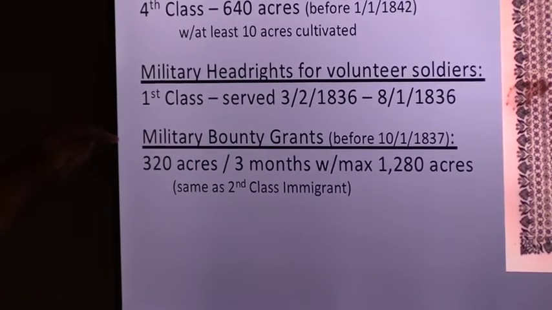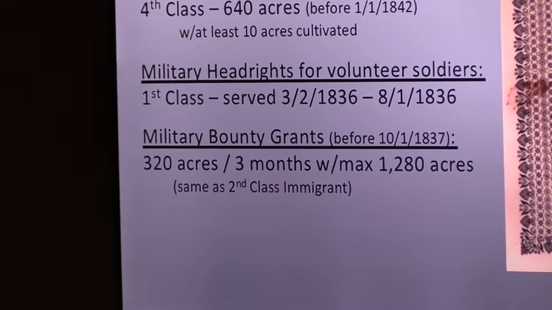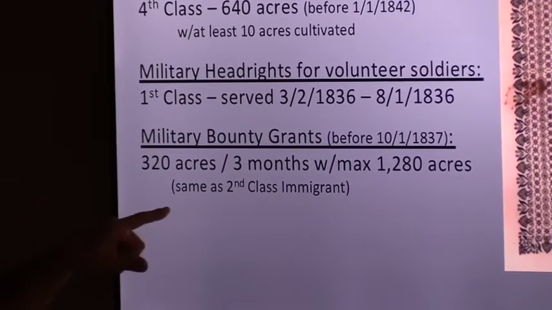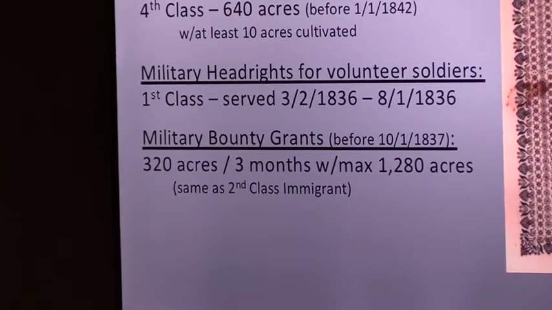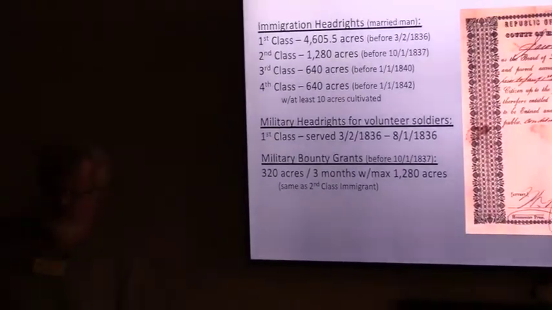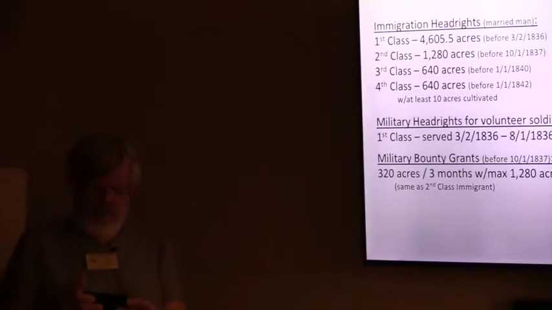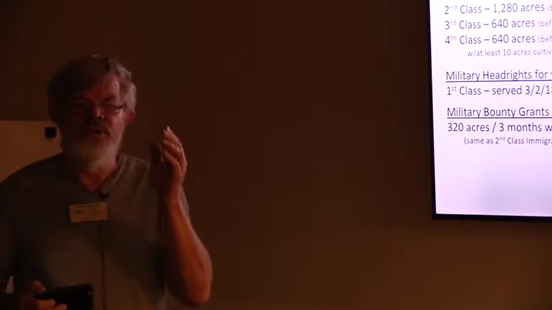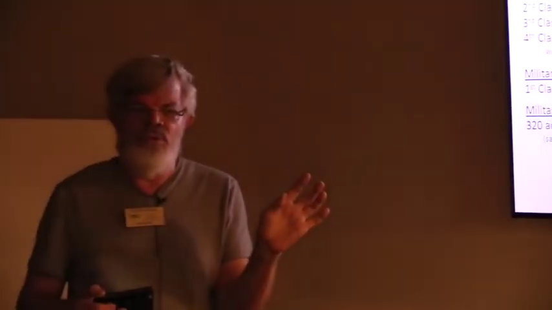The military bounty grants would give them 320 acres for every 3 months of fighting. Okay? So if they stuck it out the whole war, they got the same as a second-class immigrant did. Does this make sense? Okay. You talking about the Civil War? The War of Independence with Texas. This is just after San Jacinto.